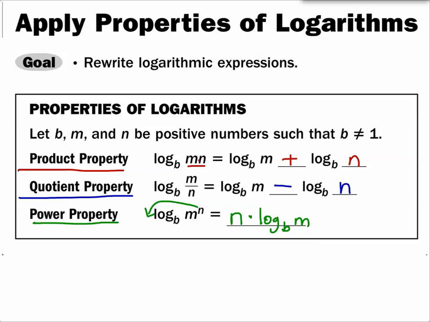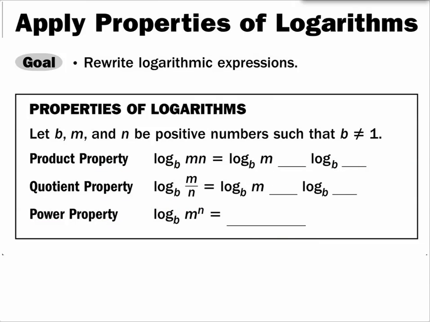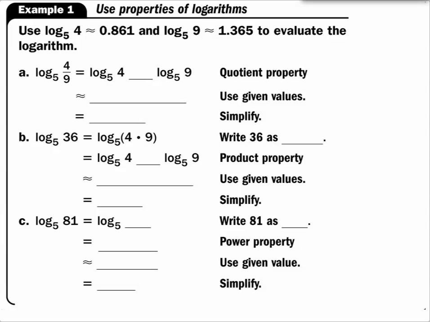There we go. And then we can move onto example 1. Different properties, different examples of using these properties. So let's do part A. It says log base 5 of 4/9. Well, that's log base 5 of 4 minus log base 5 of 9. If you're dividing in the logarithm, that's the same as 2 separate logarithms that are subtracted.